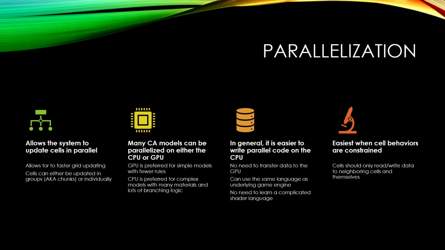Many cellular automatas use these concepts, and they either parallelize it on the CPU or the GPU. Now, the GPU is preferred for simpler models with fewer rules, and the CPU is preferred for more complex models with a lot of branching logic. In general, it's easier to write code for the CPU because you don't have to learn a shader language in order to use it, and you don't need to worry about transferring data to and from the GPU and the CPU. Now, parallelization and optimization in general is easiest when cell behaviors are constrained. So keep in mind that the more freedom and power you give to a cell, the harder it's going to be to optimize later.